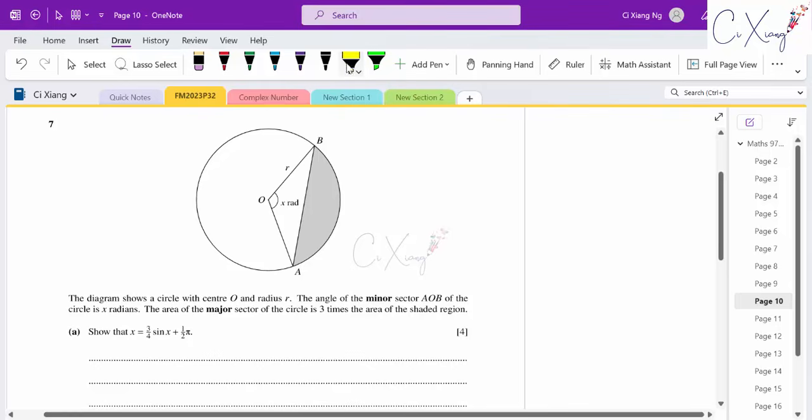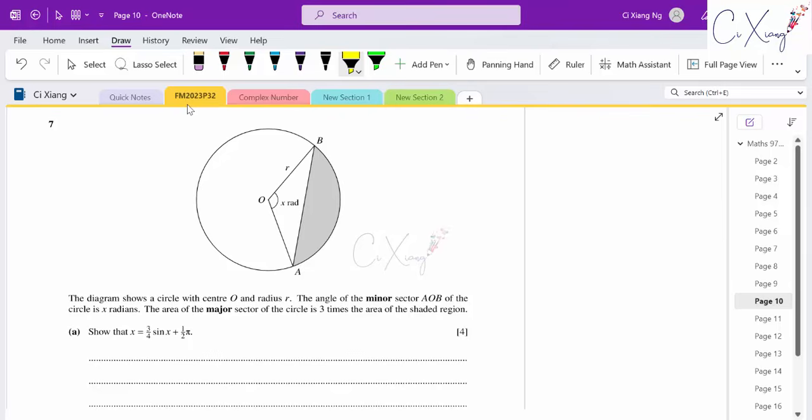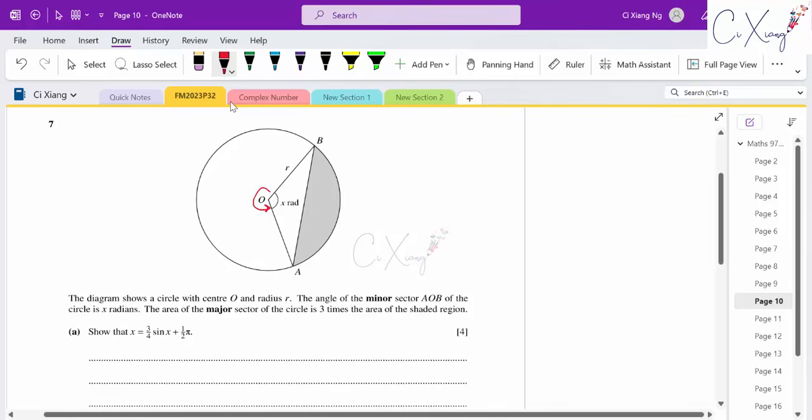Question number 7. Okay, we have a diagram, and the diagram shows a circle with the center O and radius r. The angle of the minor sector AOB of the circle is x radian. If the minor sector is x radian, we should know that the large sector here, the angle should be 2 pi minus x.